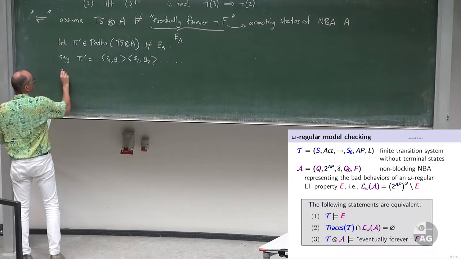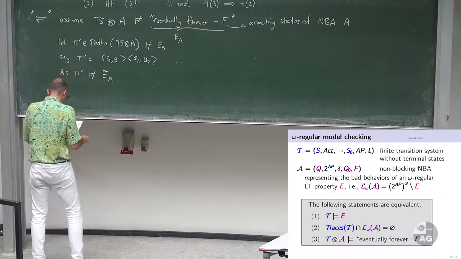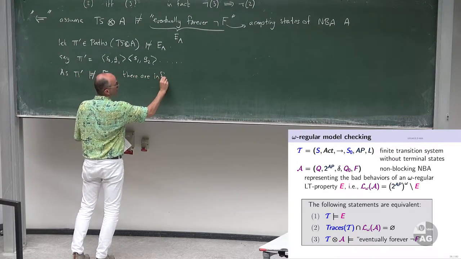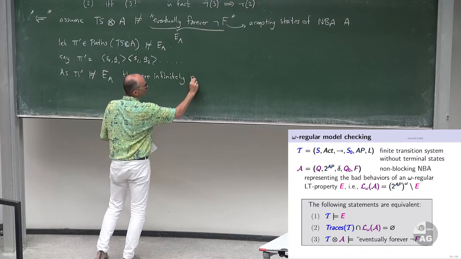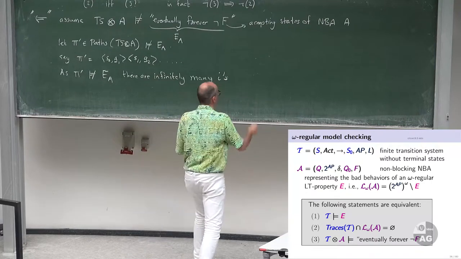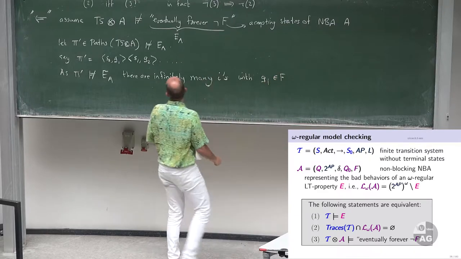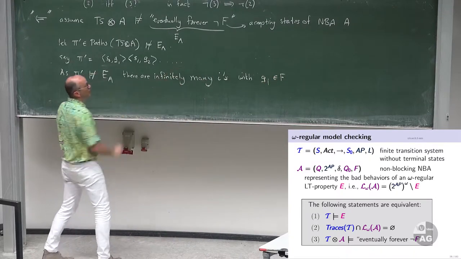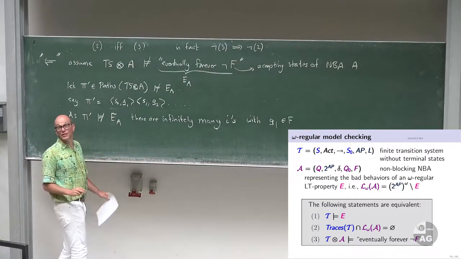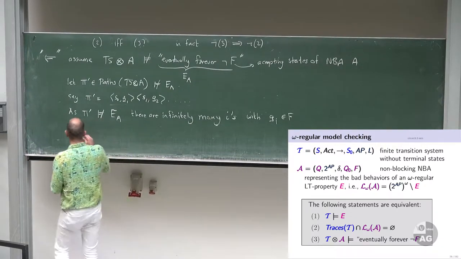S prime violates this property E_A. It means there are infinitely many indices i such that q_i belongs to F. So if I take this infinite part, I get infinitely many positions where the second component of such a state is an accepting state of this bad automaton. Good.